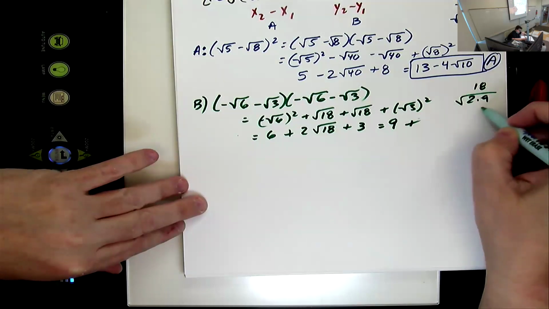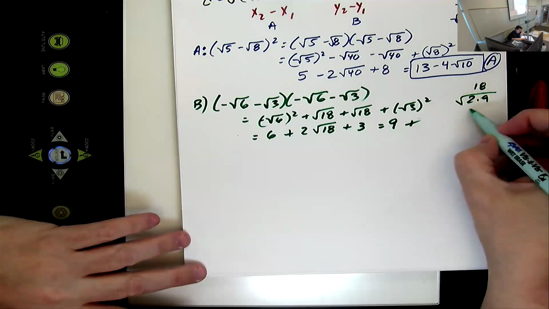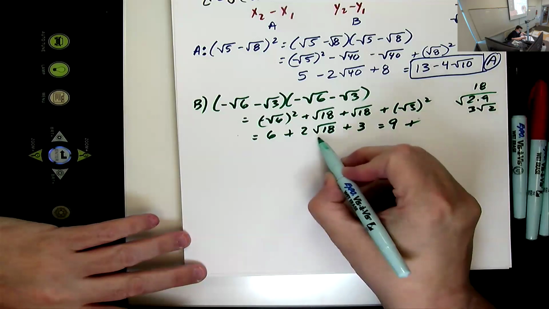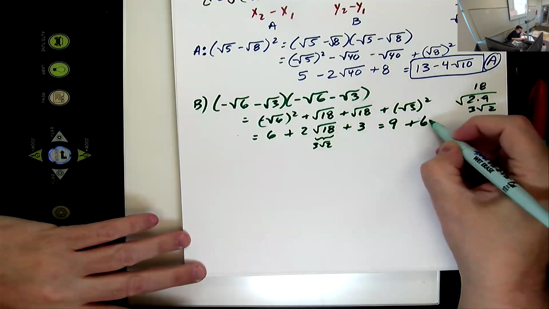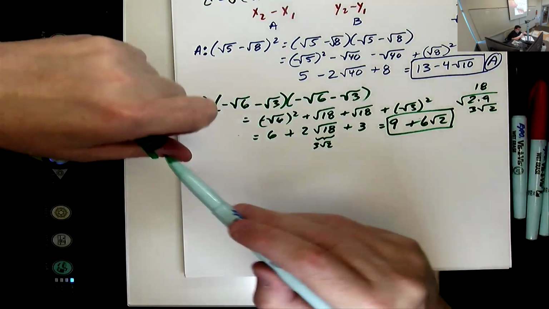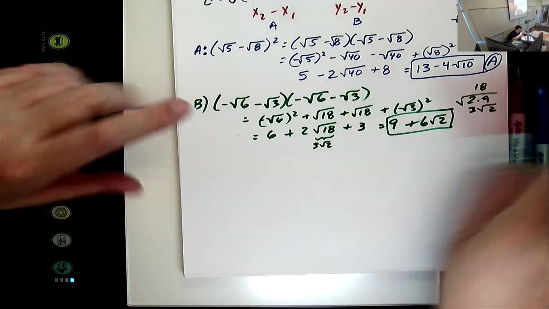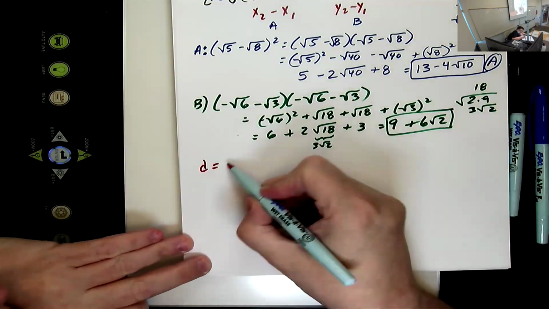And so this is 9 plus 18, which is 2 times 9. So we could make this like 3 root 2. So that's like 3 root 2 times 2, which would be 6 root 2. Now, I don't know that cleaning that all up like that helped anybody, but you never know. It's always worth doing.